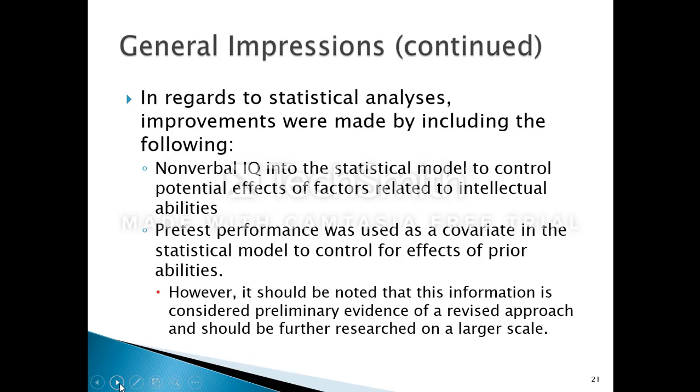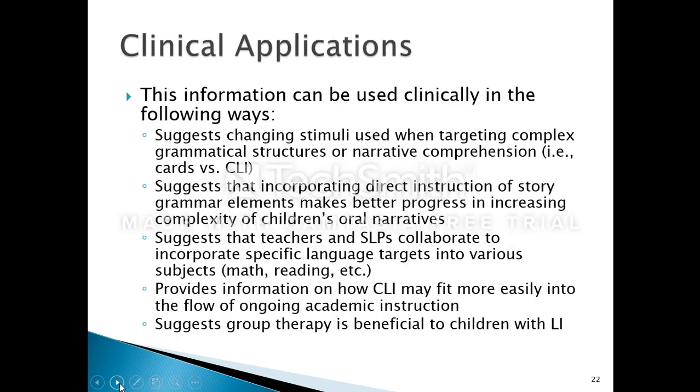In regards to statistical analysis, improvements were made by including the following: a nonverbal IQ in the statistical model to control for potential effects of factors related to intellectual abilities. A pretest performance was used as a covariate in the statistical model to control for effects of prior abilities. However, it should be noted that the information in this study is considered preliminary evidence of a revised approach and should be further researched on a larger scale.